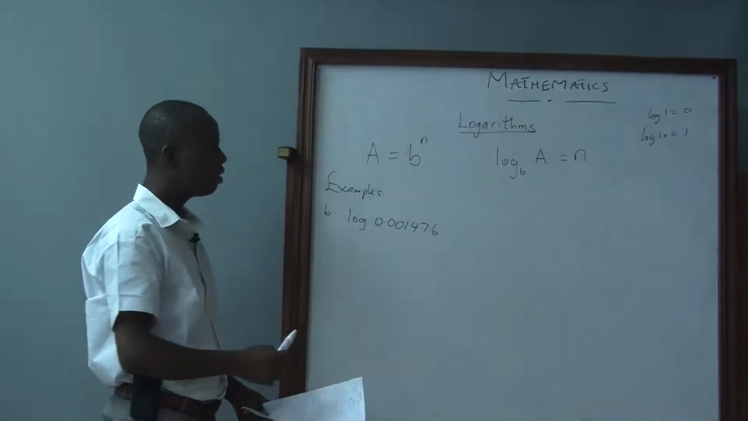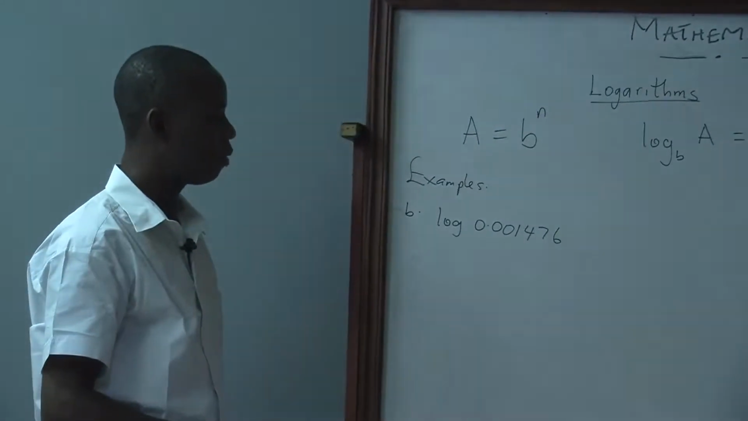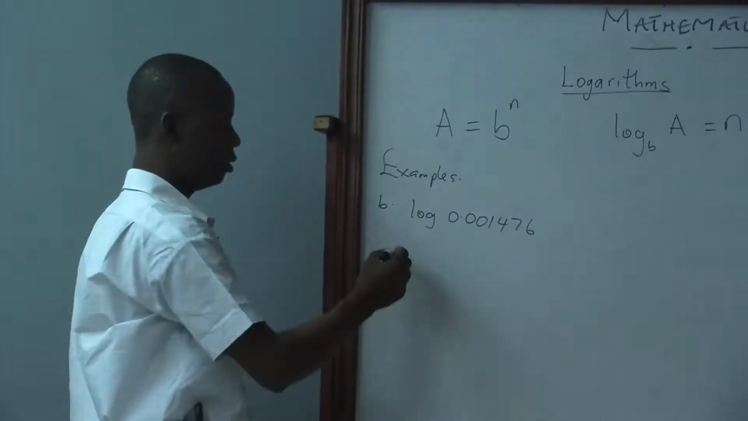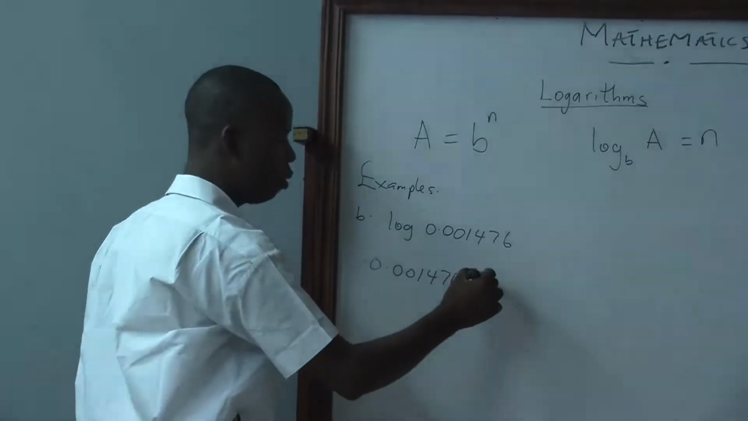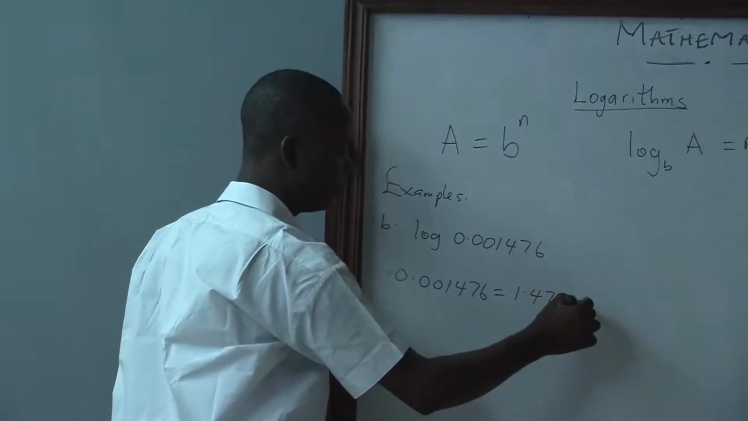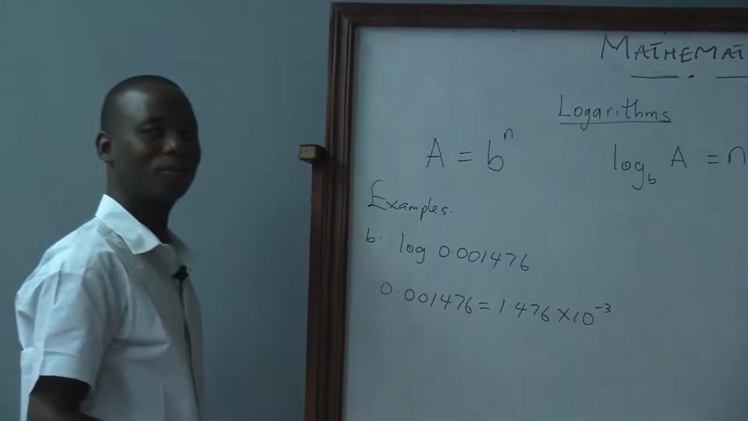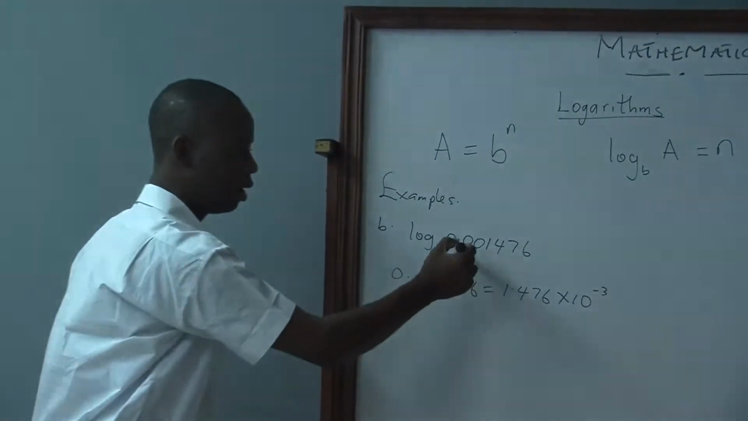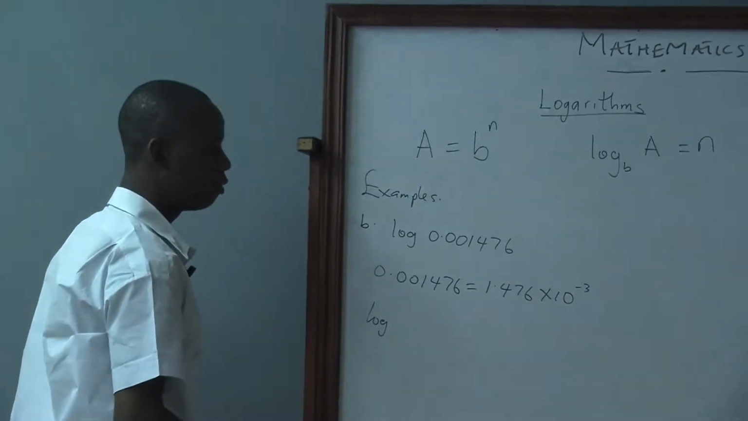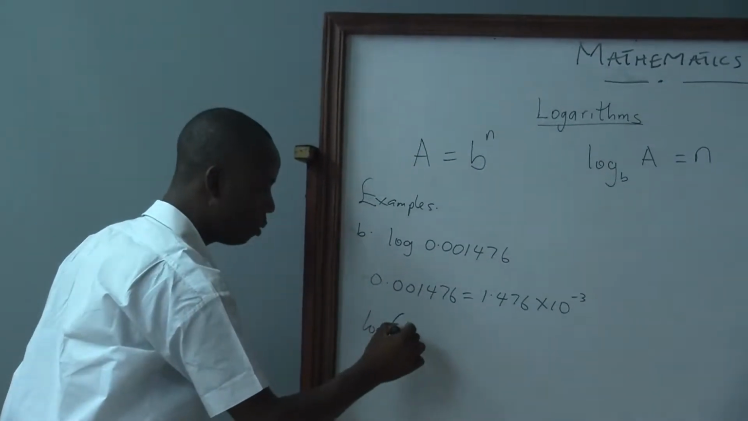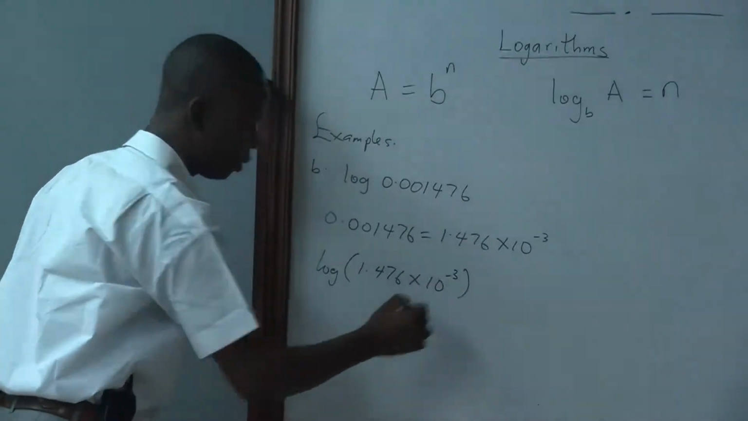Example B, we have log 0.001476. It's just like what we had earlier. 0.001476 equals 1.476 times 10 raised to the power of negative 3, writing this figure now in standard form. Therefore, log 0.001476 is the same thing as log of 1.476 times 10 raised to the power of negative 3.